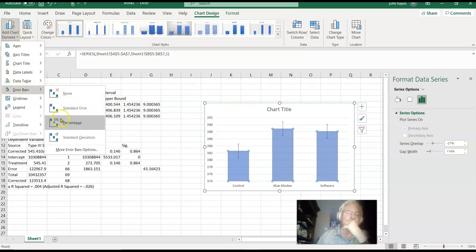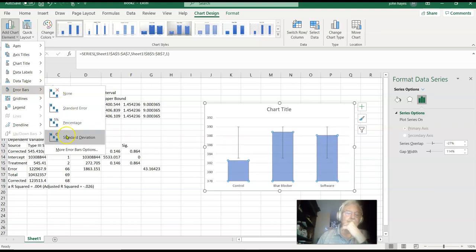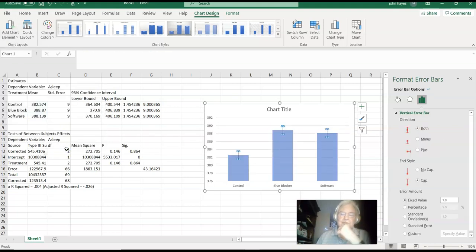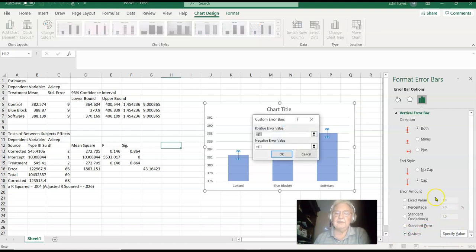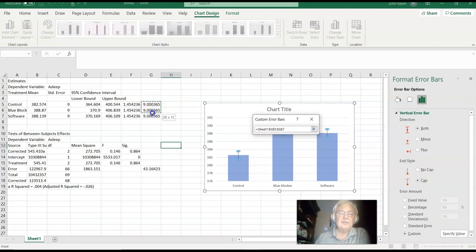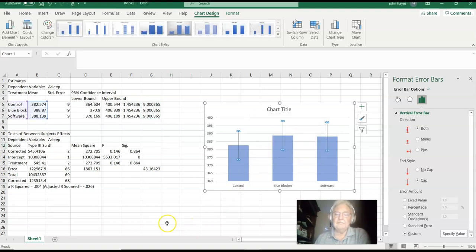Now, unfortunately, I don't know how these basically work, but what we want to do is go to more error bar options, and we select custom and specify the values, and then it's highlighting this, so we want the positive error bars, so they're going to go mean plus 9. And then we're going to click on this little bar down here, and we're going to do the same thing to give us the mean minus it. And that's what our error bars look like.